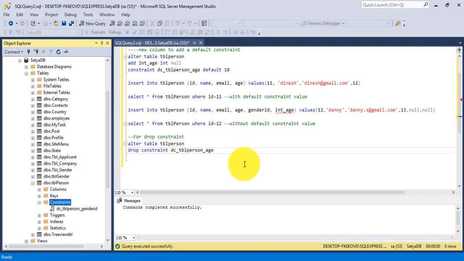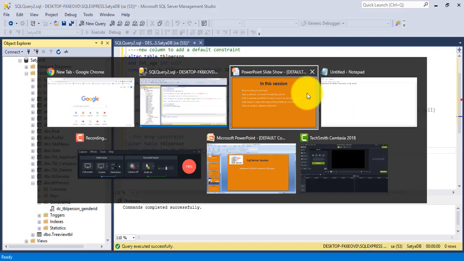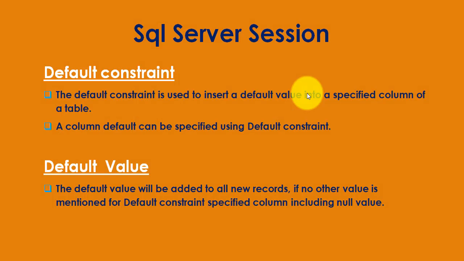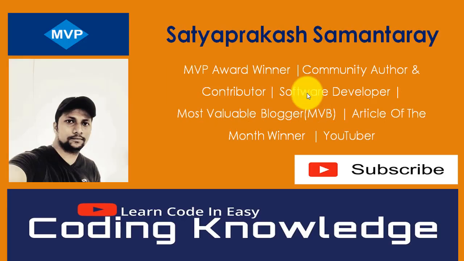And so go to my sheet. Okay, now this one is the default constraint definitions. You can read here.